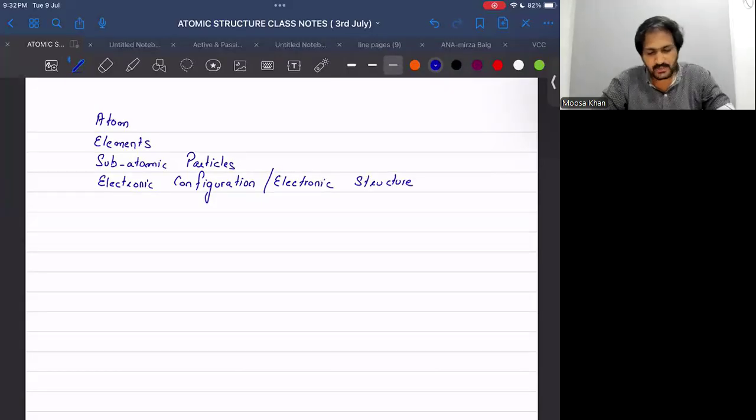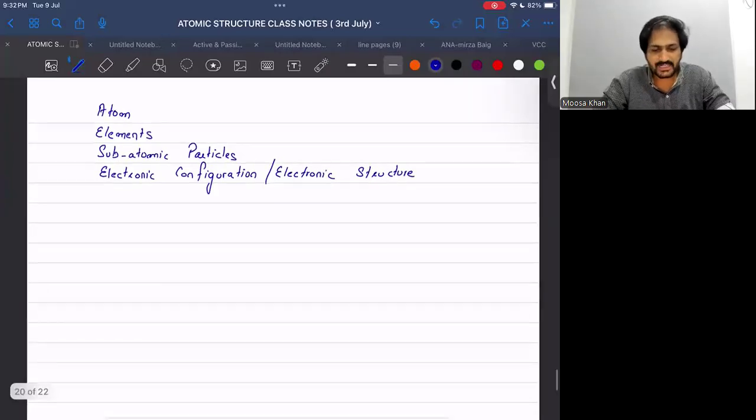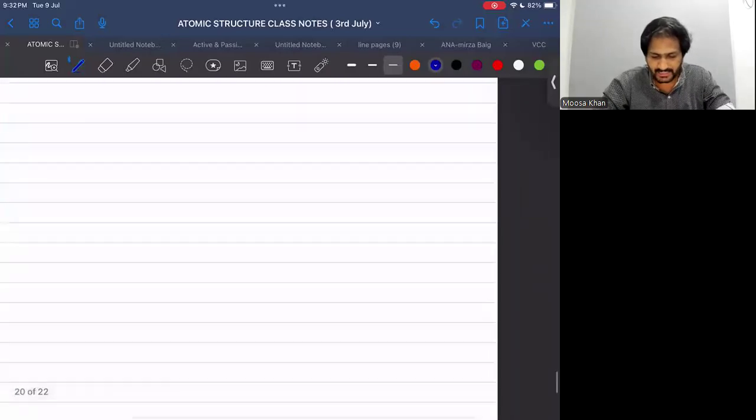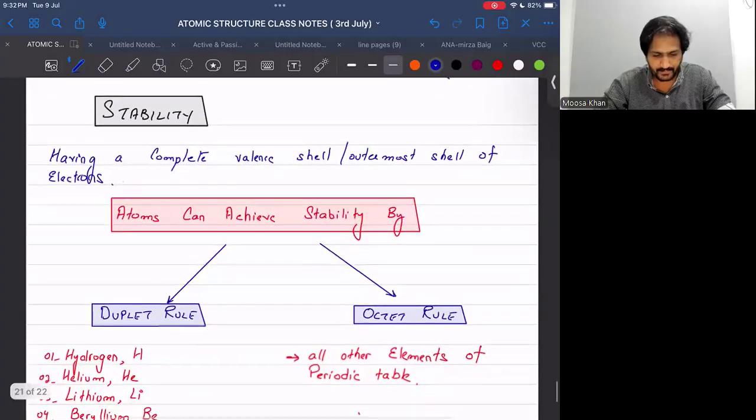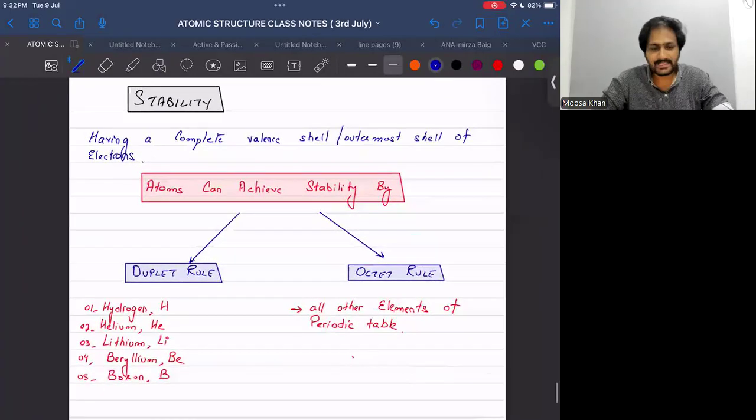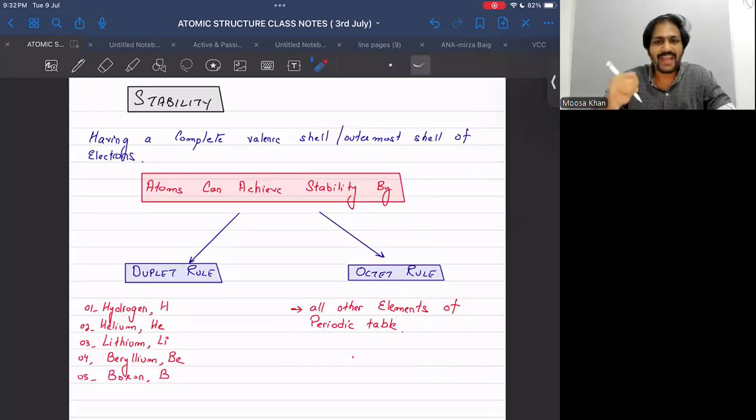Then in the last class, we started discussing the stability of atoms. So we will continue our lecture from the stability of atoms today. What is stability? Stability को हम कैसे define करेंगे? Whenever the atom of any element needs to achieve stability, it means they have to complete their valence shell or outermost shell of electrons. अब क्या मतलब है इस बात का?